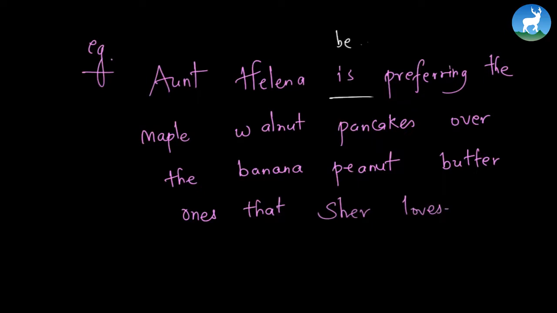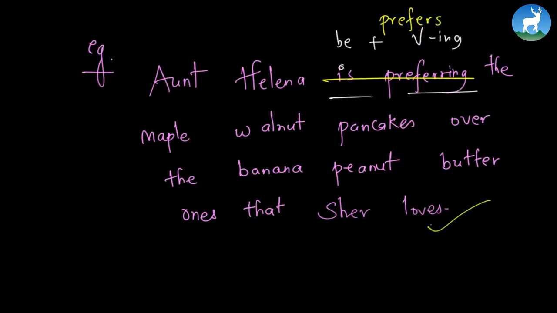Look at the be verb followed by a VING. Do we really need something like this? Because prefer is more of a stative verb, we don't need this. We can simply say something like Aunt Helena prefers the maple walnut pancakes over the banana peanut butter ones that Cher loves. So here there is a stative verb. So that's why we use the word prefers instead of is preferring. Here the stative verb to prefer shows opinion and therefore should not be conjugated into the present continuous.